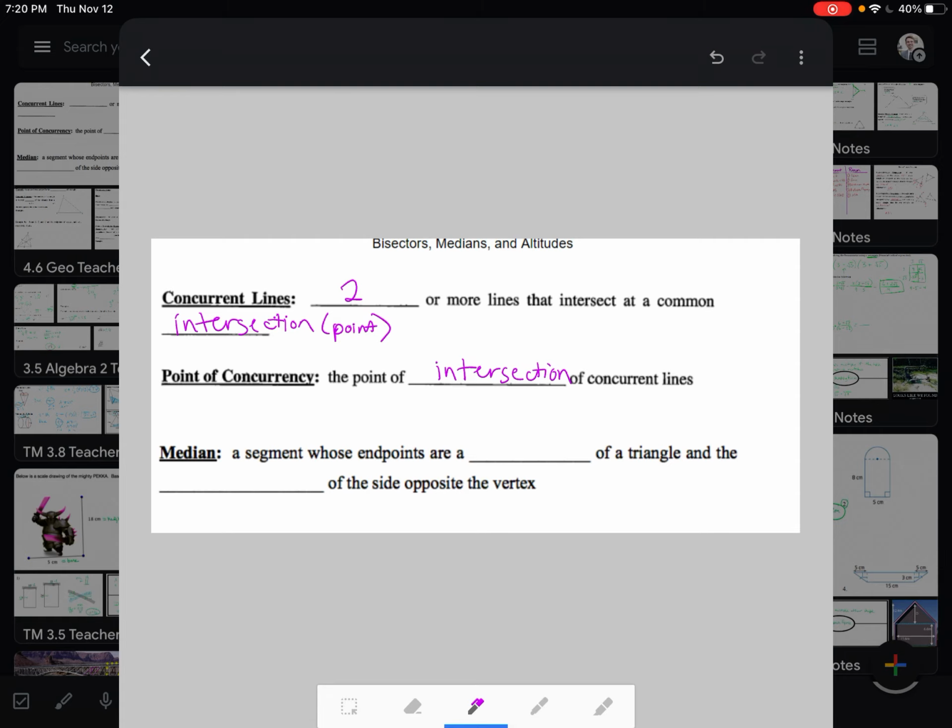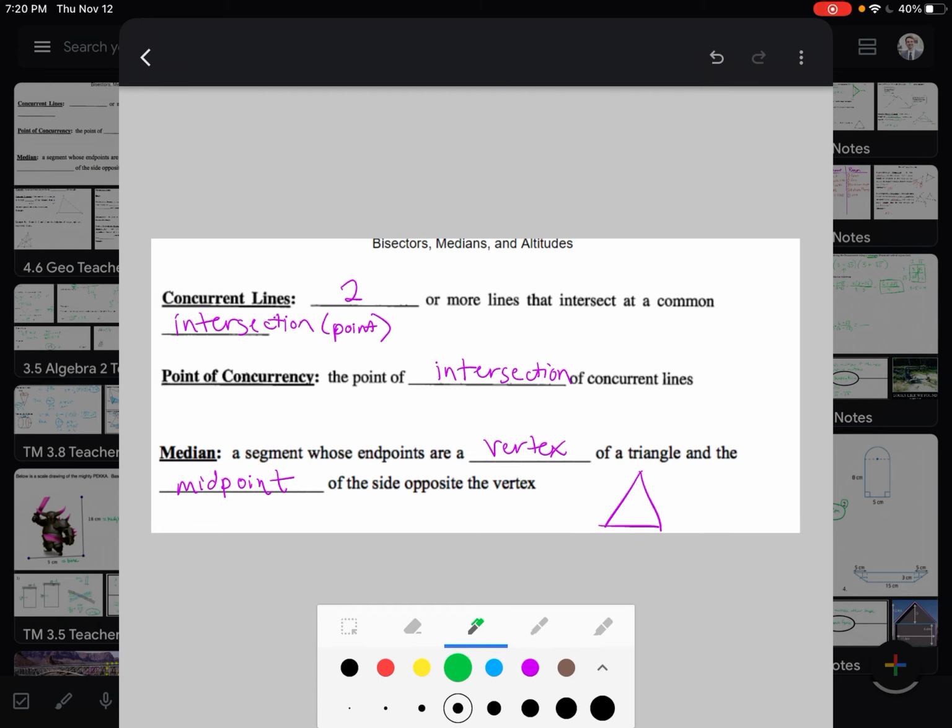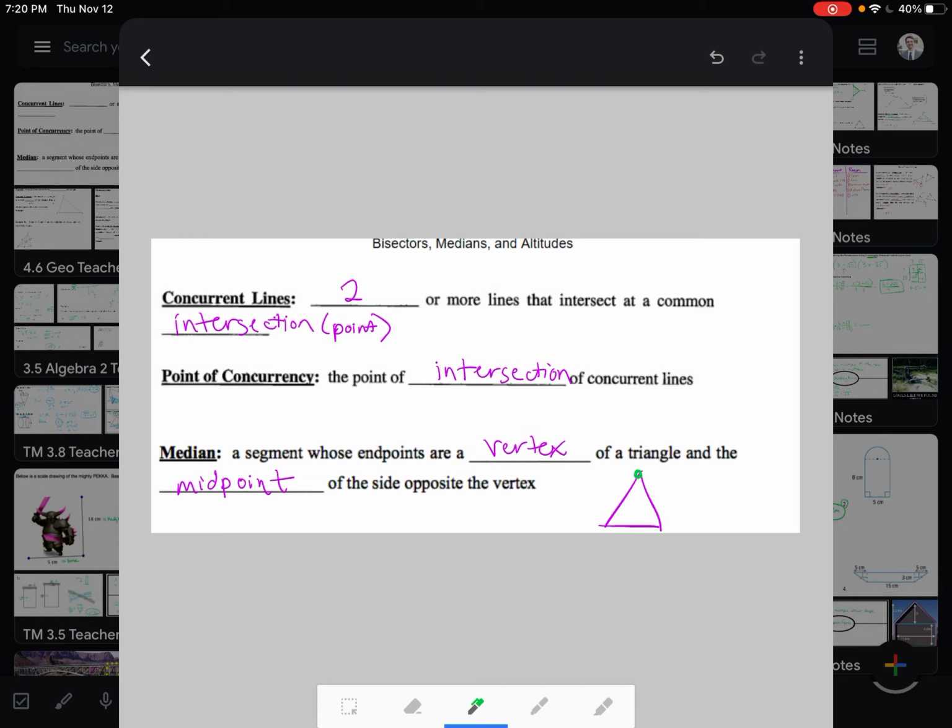Next, median. This is a segment whose endpoints are a vertex of a triangle and the midpoint, specifically, of the opposite side of that triangle. Looking at a triangle like this, we start off at a vertex and the segment has to cross at exactly the midpoint of the other side. So it cuts it exactly in half. And that's what we're looking at right there.